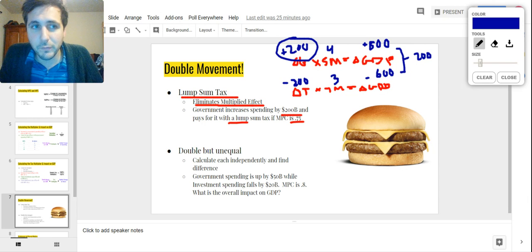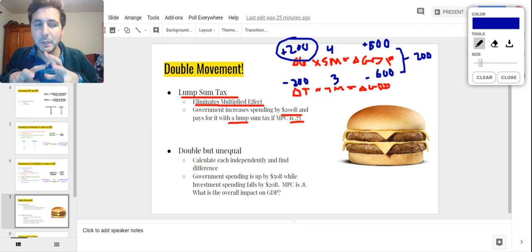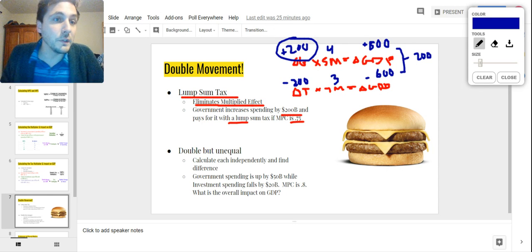Right? So I can skip all of this by simply remembering that when something's paid for with a lump sum tax, it eliminates the multiplied effect. So if a $100 billion increase is paid for with a lump sum tax, the impact on GDP is $100 billion every single time. Promise. All right, let's do the double but not equal.